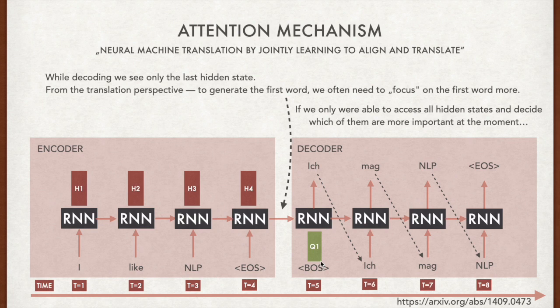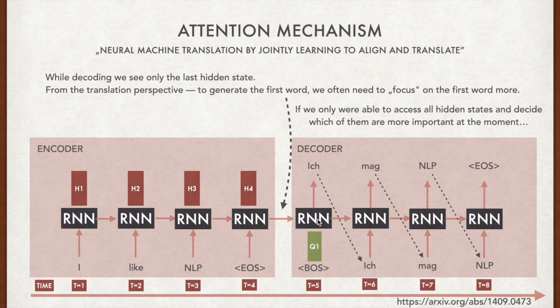We know that in order to produce the word Ich, we need to focus the most on the word I in the input sequence. We need some measure that can provide us with the information about the importance of each encoder state in the context of a given decoder state. If we ensure that both the encoder hidden states, here H1, H2, H3 and H4, and the embeddings of the decoder inputs, here Q1, are of the same length, we can easily measure the importance in terms of the similarity between these representations.